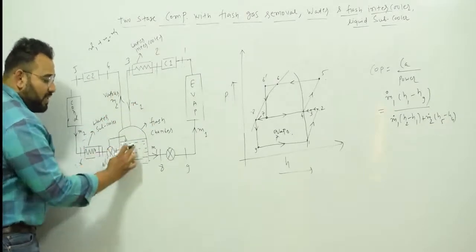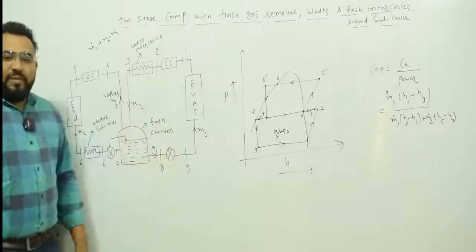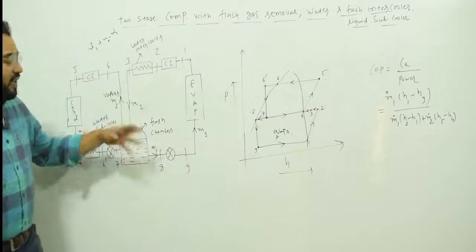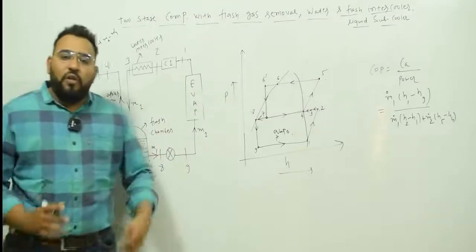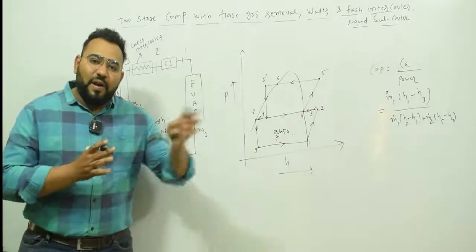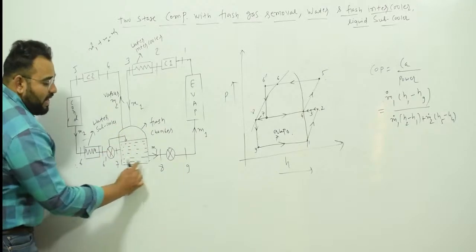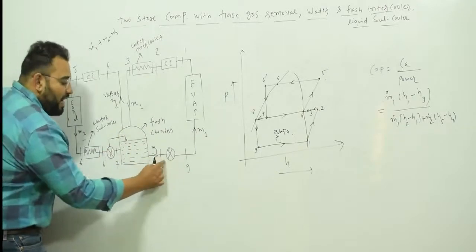Also, now what will happen? This flash chamber is working as a flash gas removal. I already told you what the function of flash gas removal is. It will separate the liquid and vapor refrigerant. So vapor refrigerant will go up, and at point 8 you will have only liquid refrigerant.